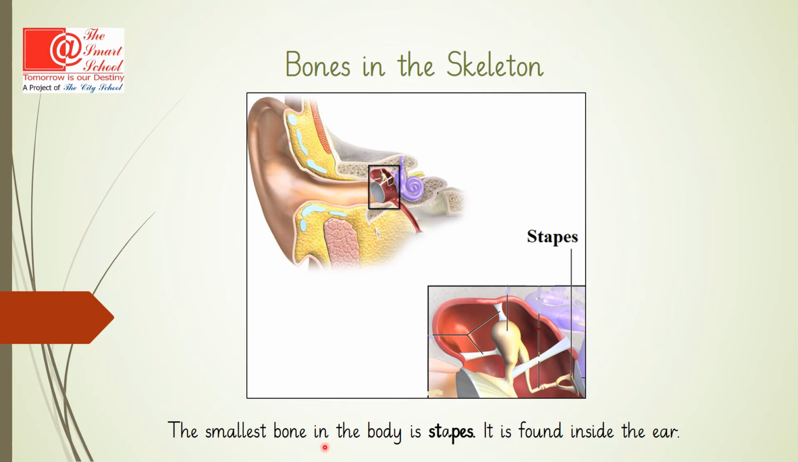The smallest bone in the body is stapes. It is found inside the ear. Here you can see the middle of the ear. There are 3 tiny bones located. The tiniest of these 3 is this one, which is called as stapes.